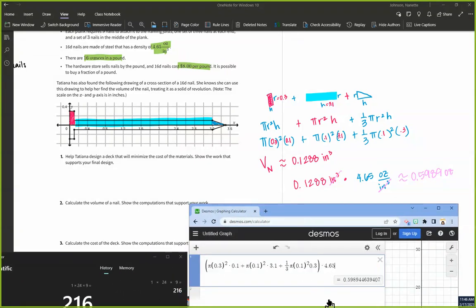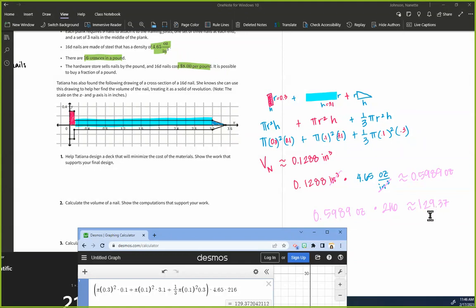So guess what I'm going to do? I'm going to multiply this by 216. I'm going to take my 0.5989 ounces times 216 nails. Gives me what? Oh, sorry, this is wrong. So this is 129.37. I promise I'm done. So that's how many ounces what weighs? What does this represent? Yeah, this is how many ounces of nails. This is all my nails.